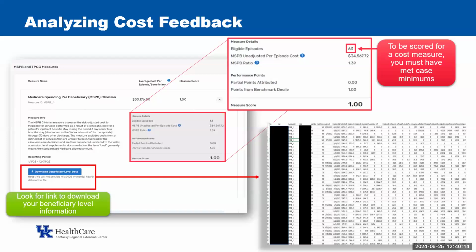And then in blue, we would see this little link that says download beneficiary level data. You'd click that and it opens into this CSV file that we gave you a screenshot of here. Obviously it's not in a readable format for today, but just to give you an example. So again, as we've talked about case minimums, in order to be scored, you're going to have to meet the eligible case minimums before you're scored on a measure. And each of them, as we mentioned earlier, are different.